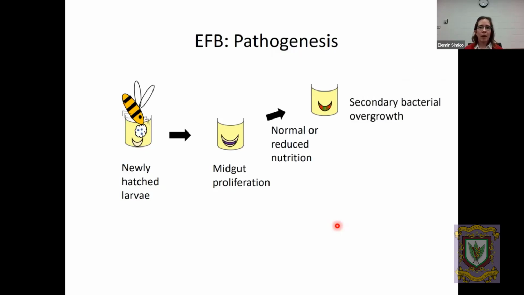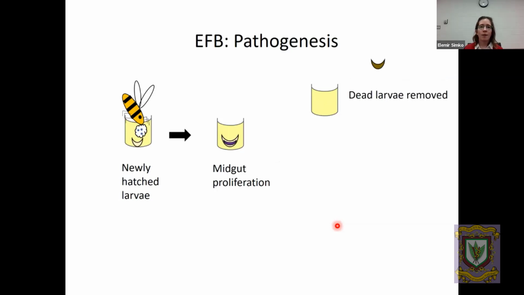Secondary bacteria will then overgrow in the decaying larva, and the colony will go on to remove the dead larva, effectively breaking the disease cycle by removing the bacteria from the colony, and the colony will then spontaneously recover.